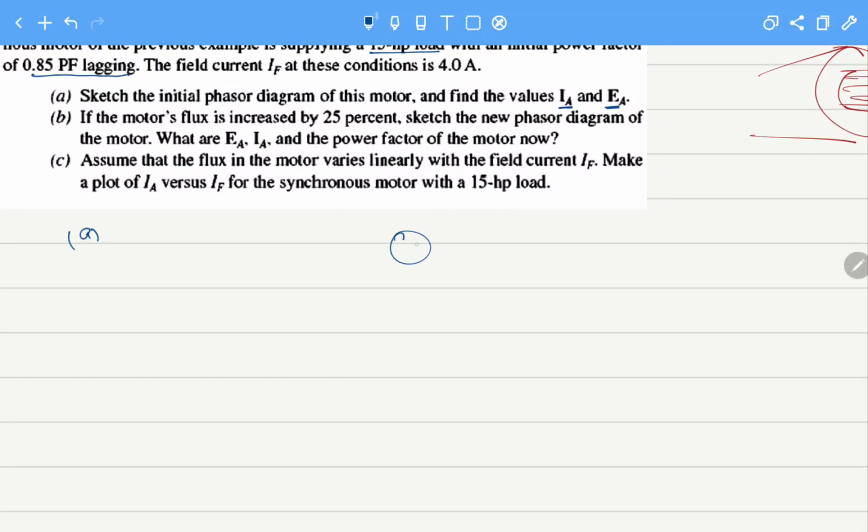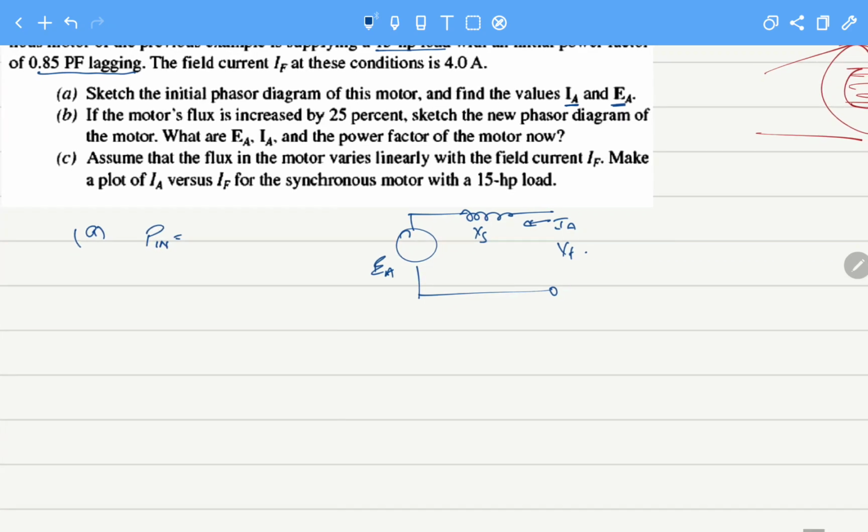So for the machine, this is V terminal, this is EA, this is XS, that is 2.5 ohms, and this is IA. First of all, we know that the value of P input for our machine that we calculated in example 6-1 was 13.69 kilowatts. This is the total power, and we know that this machine is delta connected.